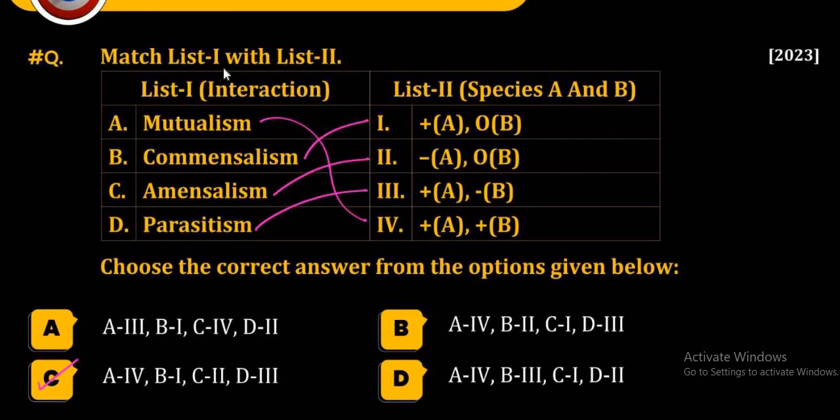Next question: match list 1 with list 2. Mutualism: positive A, positive B. Commensalism: positive A, neutral B. Amensalism: negative A, neutral B. Parasitism: positive A, negative B. Option C is correct.